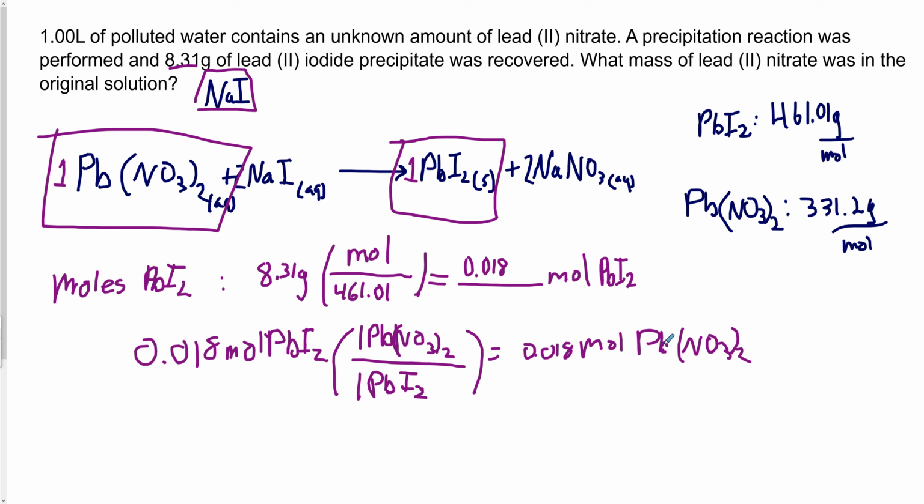So now we've got the moles. It's asking us what mass of lead nitrate, so I'm going to multiply by the molar mass of lead nitrate. So 0.018 mole. We're going to multiply by the molar mass, 331.2 grams per mole. So whatever number is in my calculator multiplied by 331.2 gives me 5.97 grams.